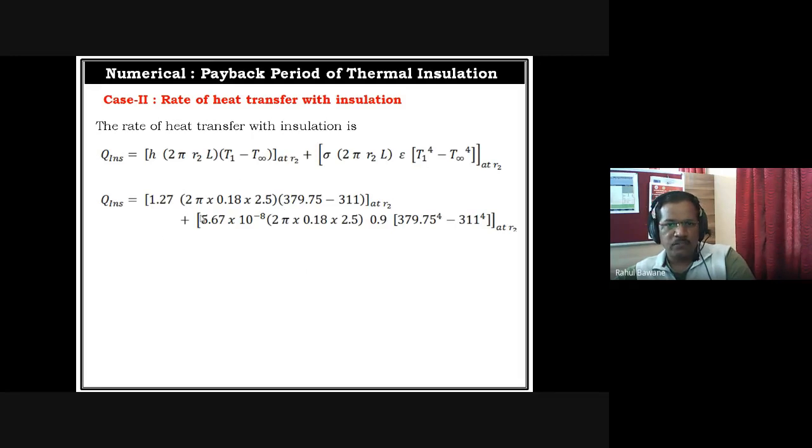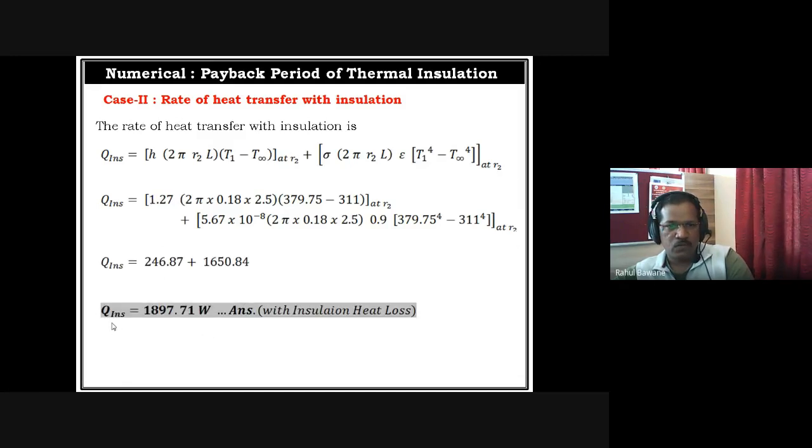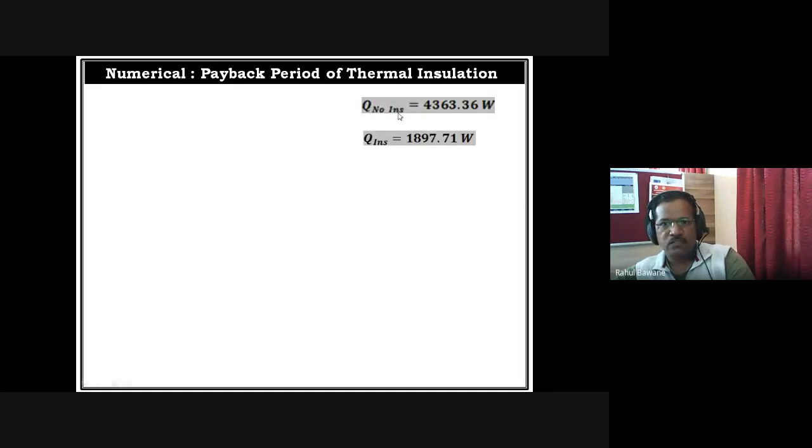Now put in all the values, because we just calculated our T1 value. So we have now all the values calculated. When we provide insulation, definitely our value must be lesser than without insulation. And with insulation, it is 1897.71 watt. So this much amount of heat is lost. When there is no insulation, 4363.36 watt amount of heat is lost. When we provide insulation, 1897.71 watt heat is lost.